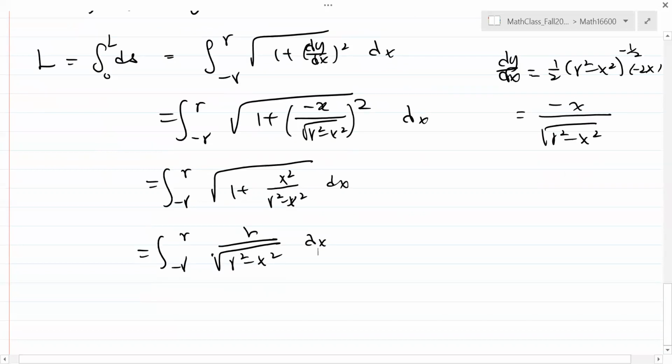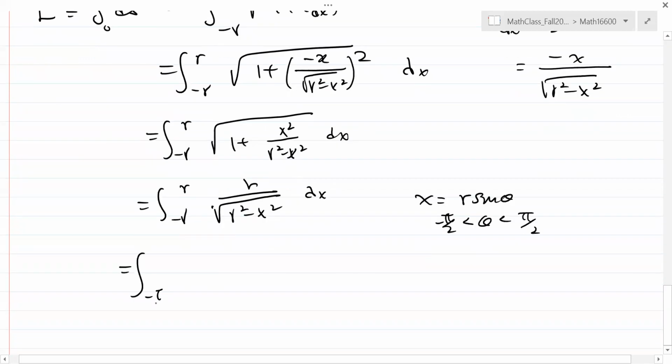How do you solve this? How do you evaluate this integral? Well, the most natural substitution is the trigonometric substitution. So you have to use x equals r cosine theta. Since x is from negative r to positive r, theta is from negative pi over 2 to positive pi over 2.